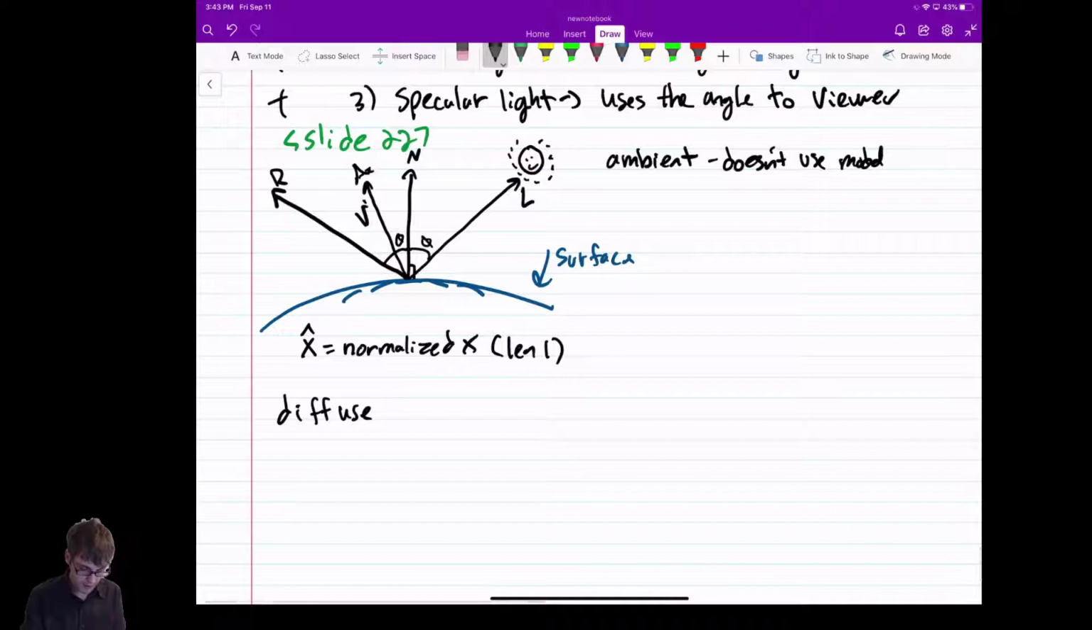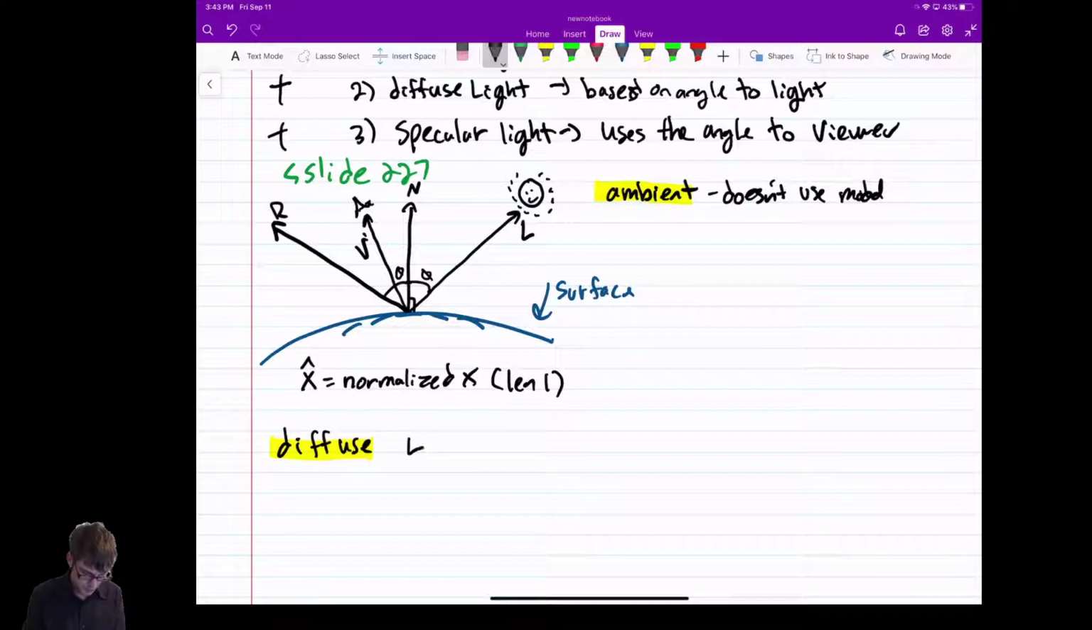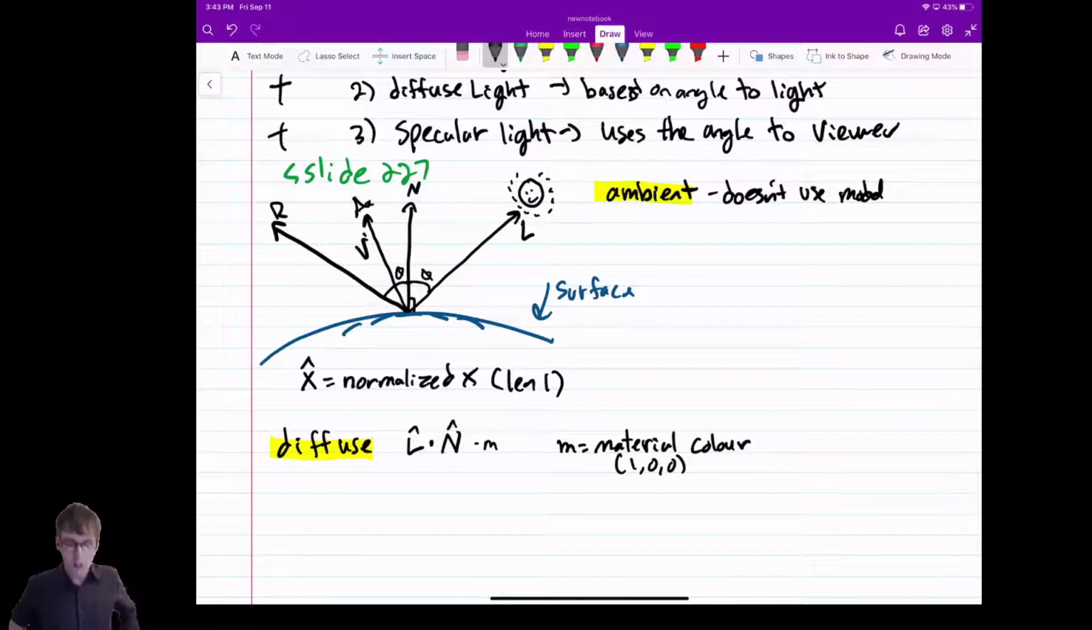So diffuse light. That's ambient, great. Diffuse light, as I said, you use the angle to the light. It doesn't count the user, it's the angle to the light that matters. So we take the vector to the light, and we dot product that with the normal to the surface, and we multiply it by M to get our result. M is some material color. We'll come back to that. If you had a blue thing, it would just be 0, 0, 1. So all the red goes away and all the green goes away, and you're left with blue.